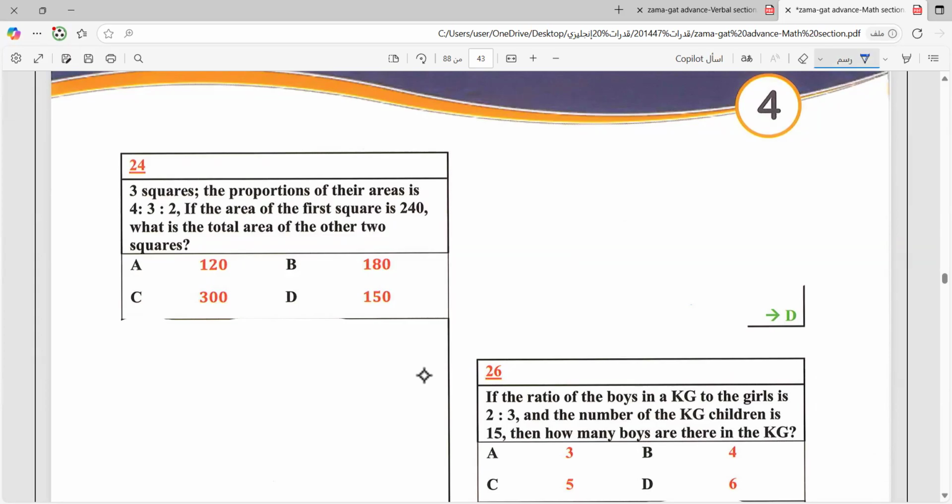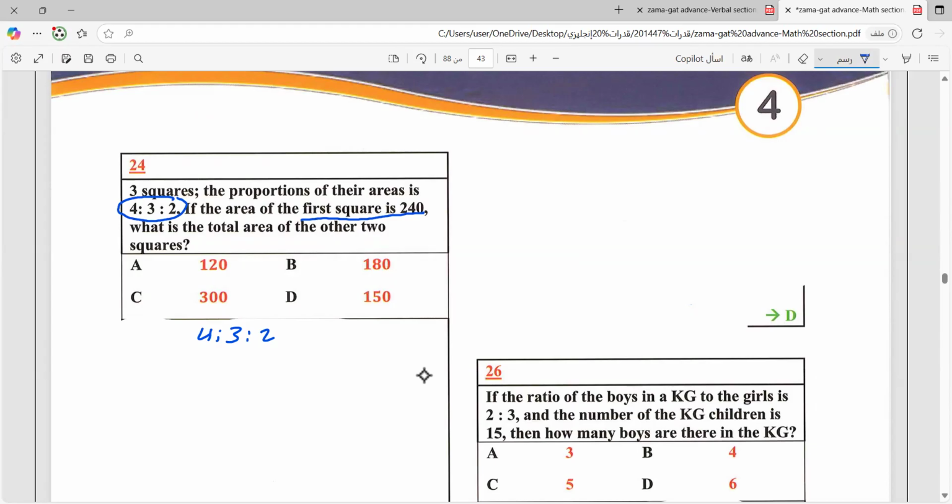Okay, 3 squares, the proportions of their areas is 4 to 3 to 2. If the area of the first square is 240, what is the total area of the other 2 squares? Yes. Look here, it gives the ratio for 3 squares. There's 4, the first one, and 3, and 2. It gives the first area is 240. So we can find one ratio.